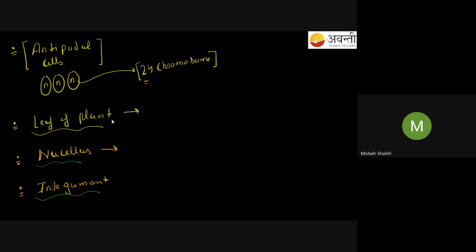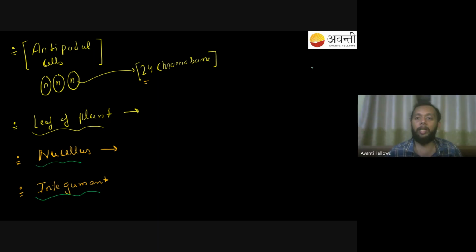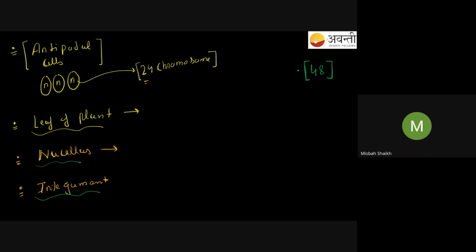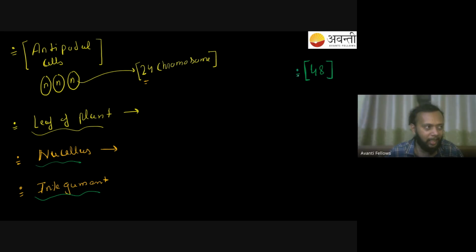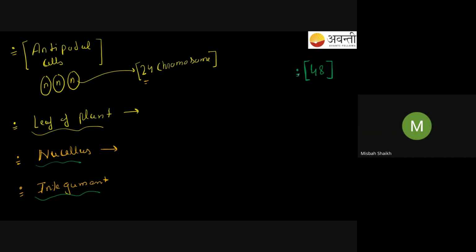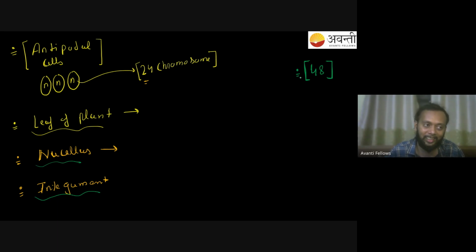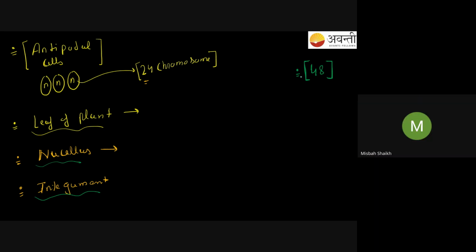48. Someone is telling me 48. Who is that someone? That someone is Misbah या शिखा. कौन है ये? गायत्री. No, sir. Misbah. Shikha. Misbah. Okay. Misbah, how 48? Sir, plant cell diploid. Right.